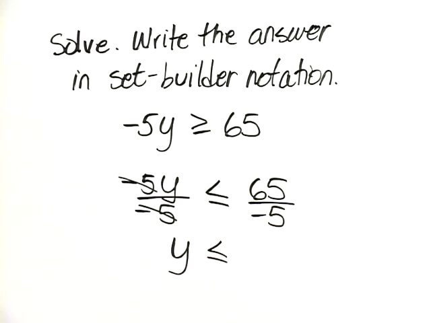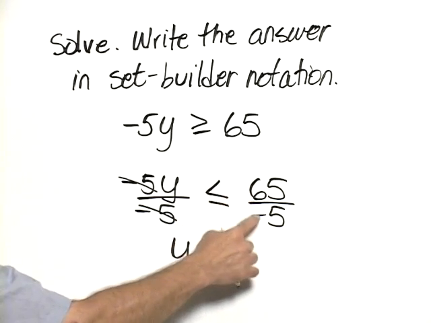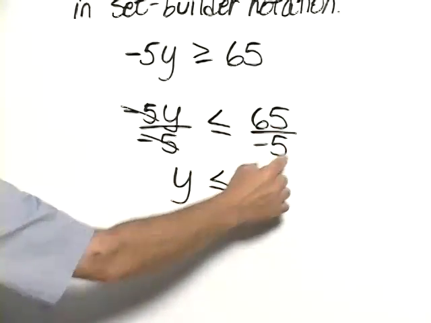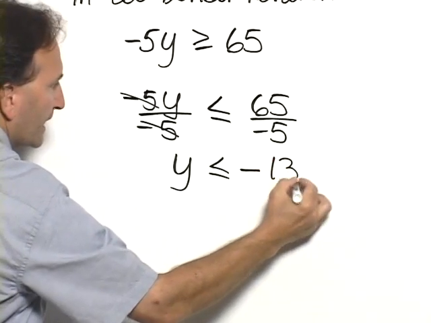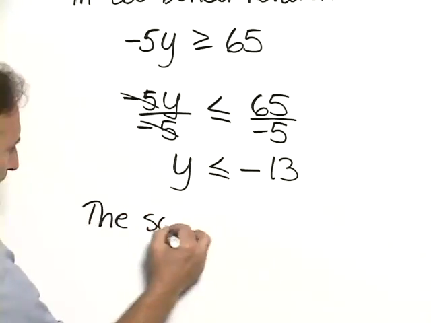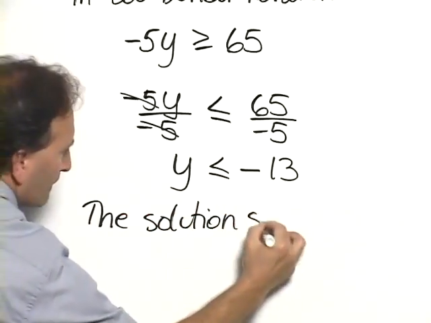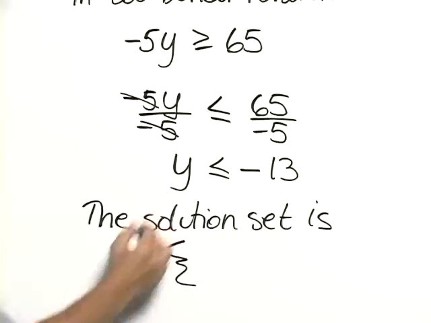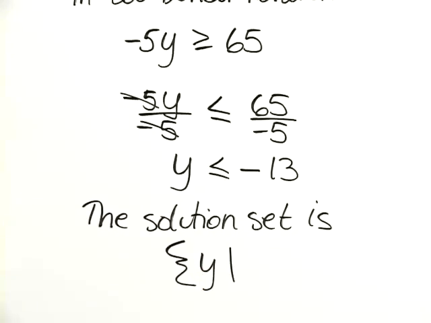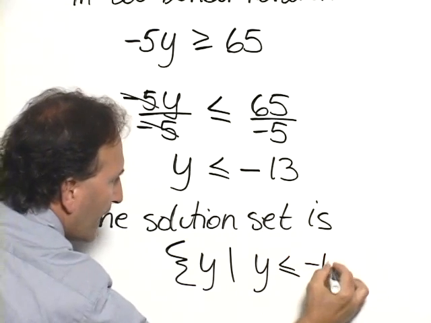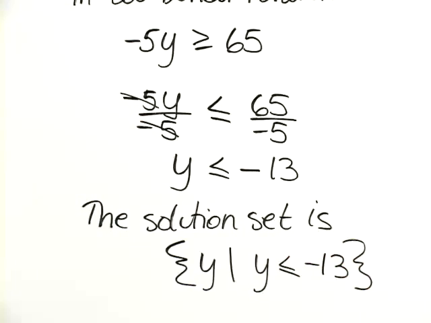That's going to be less than or equal to a positive divided by a negative is negative. 65 divided by 5 is 13. So y is less than or equal to negative 13. That means that the solution set is open brace y such that y is less than or equal to negative 13, and then close the brace.